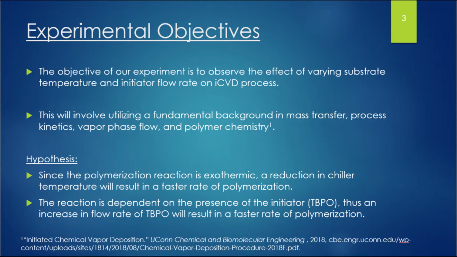For our experiment, we decided to test the effect of varying the temperature of the substrate chiller and the flow rate of our initiator, TBPO. Consulting the literature, we see that the polymerization reaction has a negative enthalpy of reaction. Because of this, we hypothesized that as the chiller becomes cooler, the faster the coating will occur. We also hypothesized that an increase in the initiator flow rate will result in a faster coating as well.